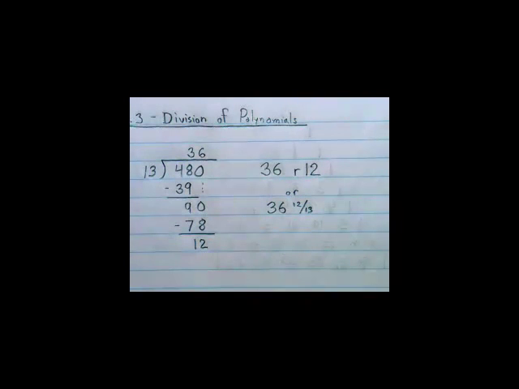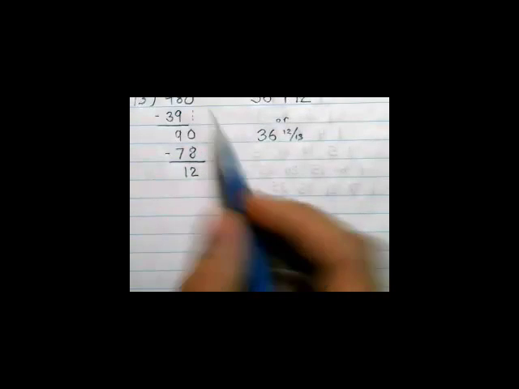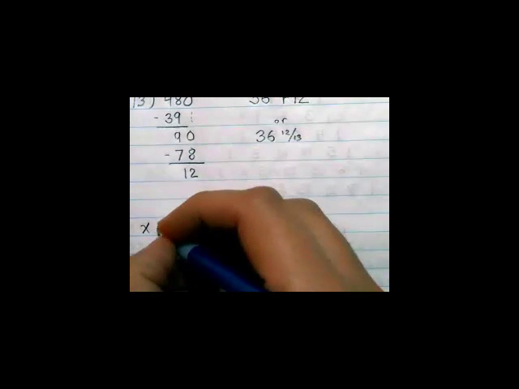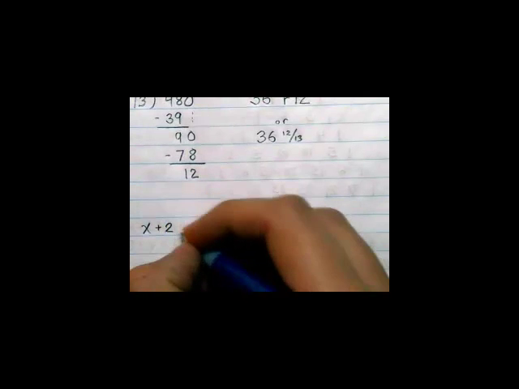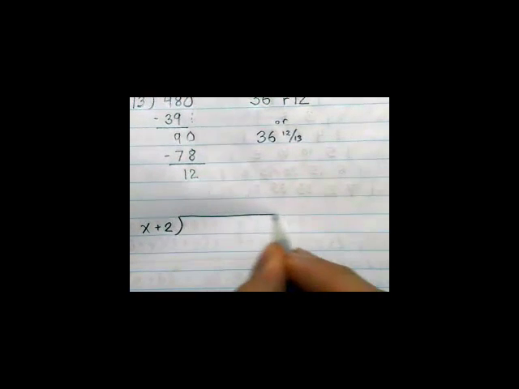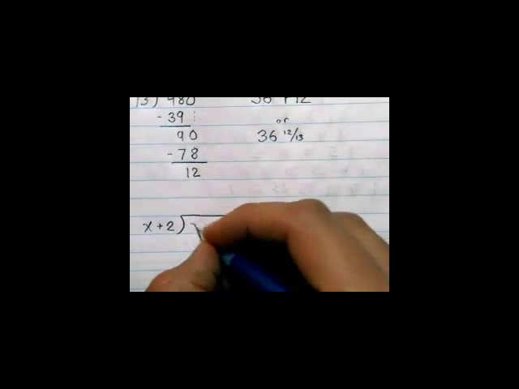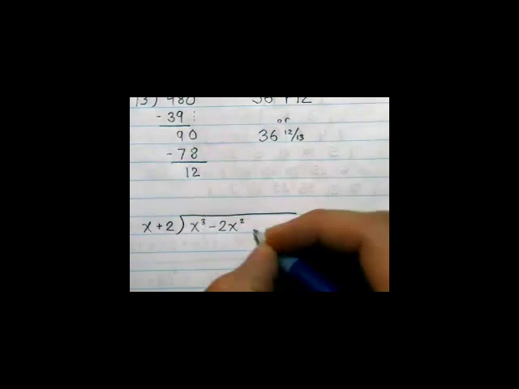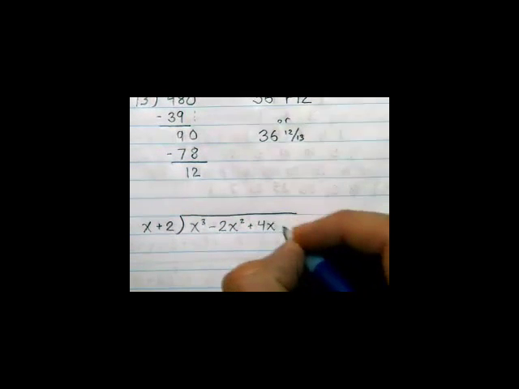All right, so let's try a division problem with a polynomial now and see what we get. So, and think about what you were doing here, okay? So we're going to do x plus 2 is our divisor now instead of 13. And we're going to take x plus 2. We're going to divide it out of x to the third minus 2x squared plus 4x minus 1.